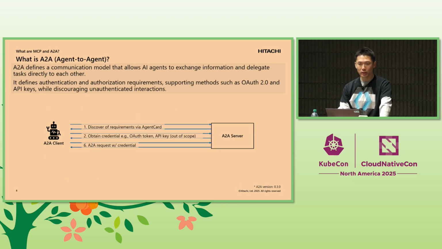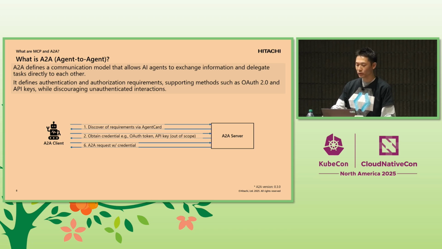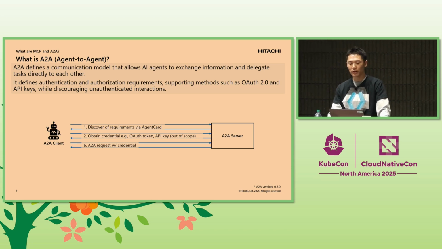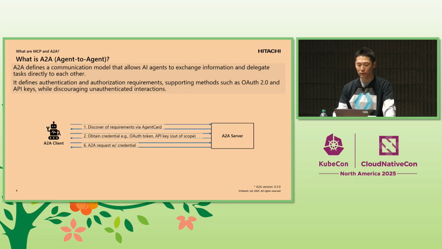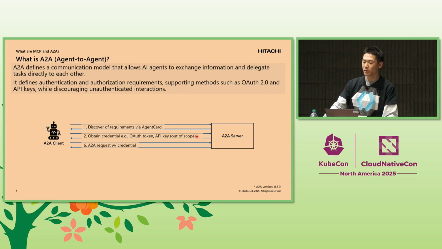Next, what is A2A? A2A focuses on agent-to-agent communication. It also defines how agents discover each other. As you can see, the A2A authorization flow is much simpler than the MCP authorization flow, and the interaction of obtaining credentials is out of scope. And A2A allows us to use not only an OAuth token, but also API keys and other supported methods as credentials to access A2A servers.